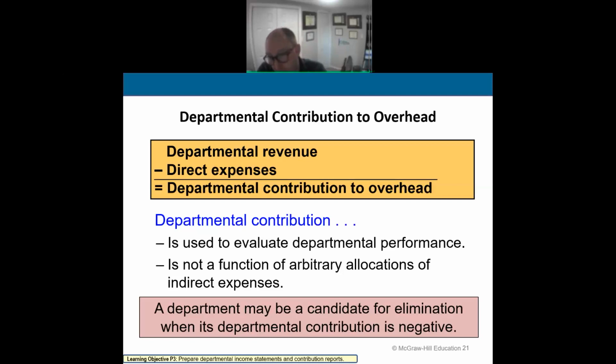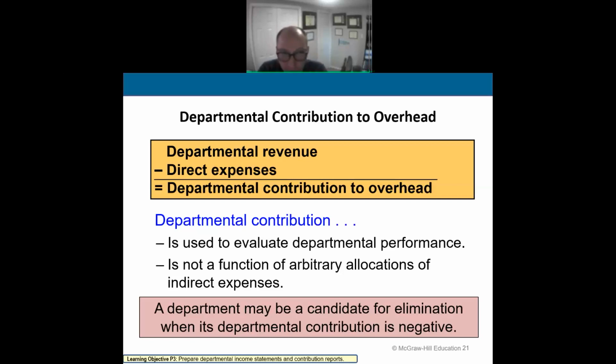Departmental contributions are important to understand because it helps us to evaluate the performance of the department as a whole. It helps us to identify the expenses that have been allocated to that department that may not necessarily be used by that department, but are important to share in the expense.